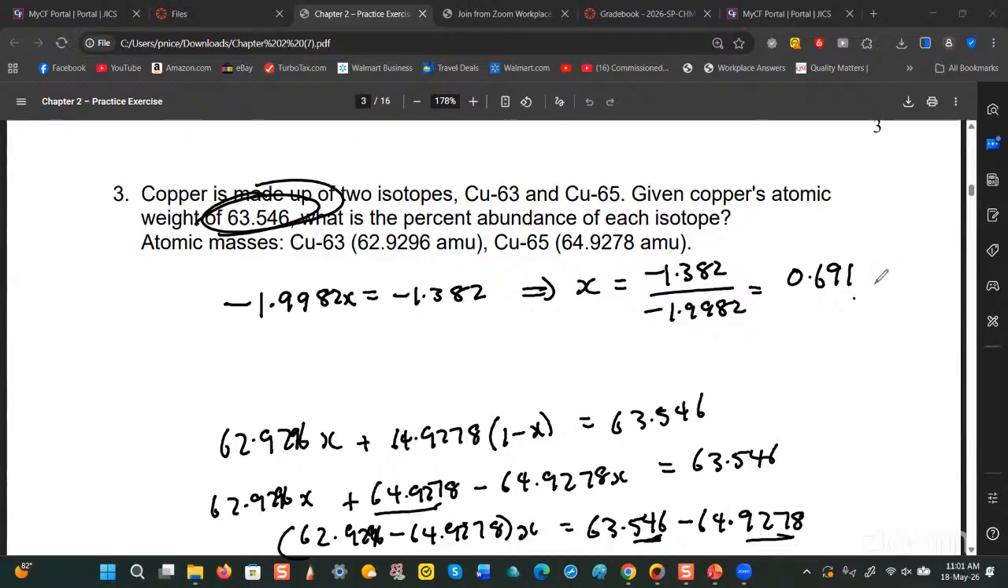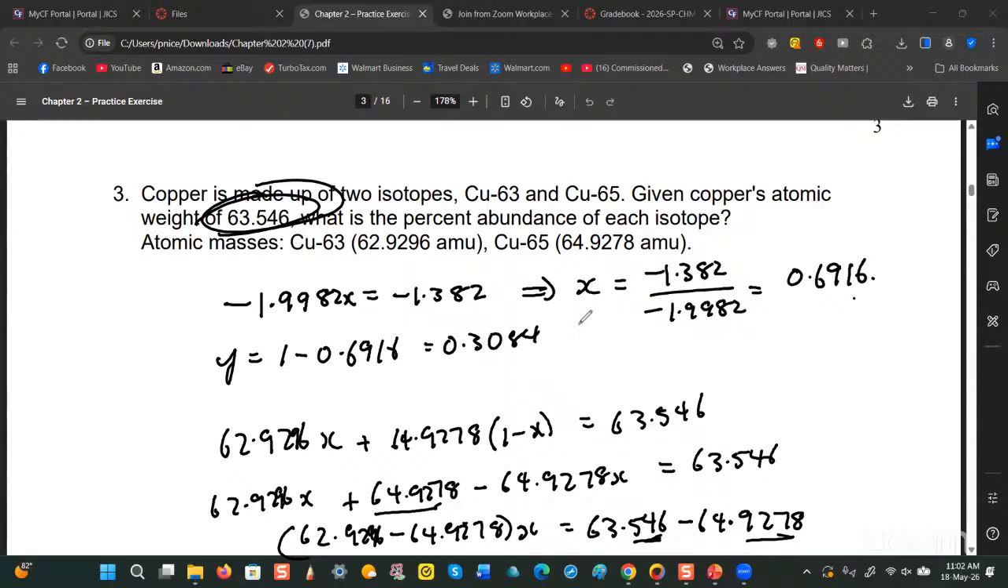So 4 sig figs. Okay, and that would be the abundance of copper 63, and therefore for Y, that would be equal to 1 minus 0.6916, and I got 0.3084.